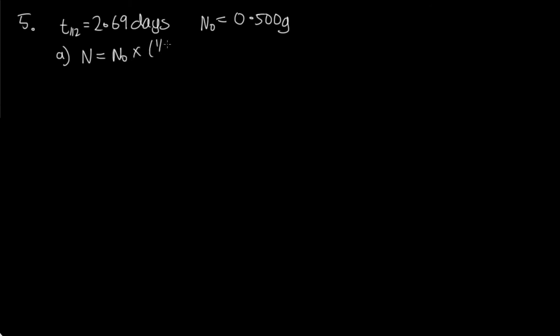Problem 5. So we're told that gold-198 has a half-life of 2.69 days, and it's used in cancer therapy, and we have an initial mass, so the initial amount present is 0.500 grams. Then in part A, we're asked how much remains after 4 half-lives. So the amount remaining is equal to the initial amount times a half to the power of the number of half-lives.